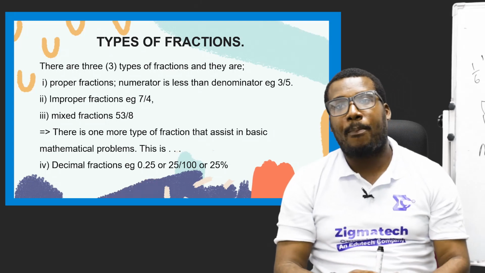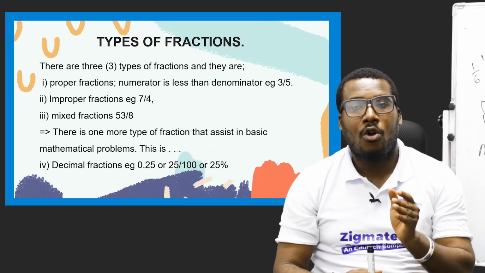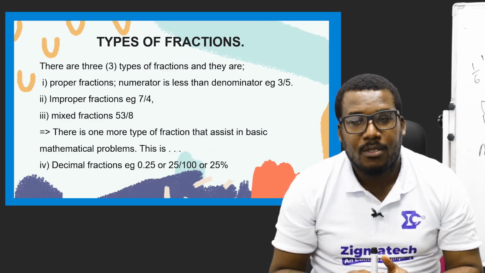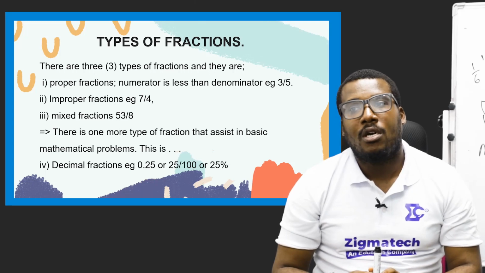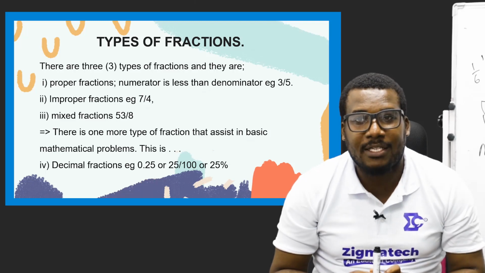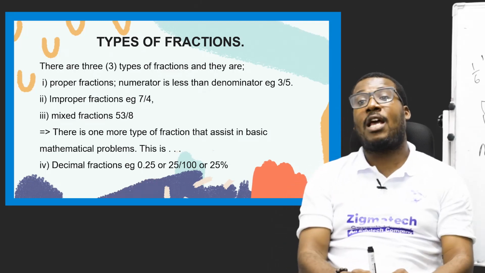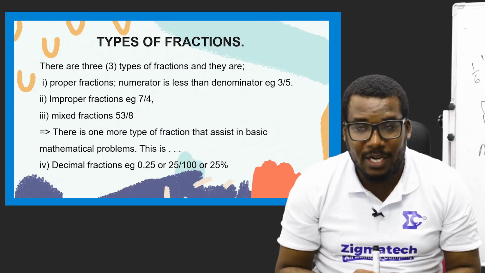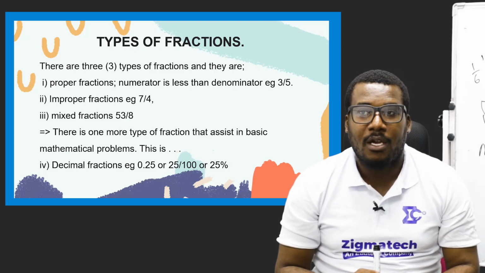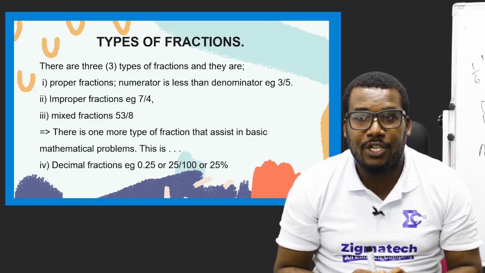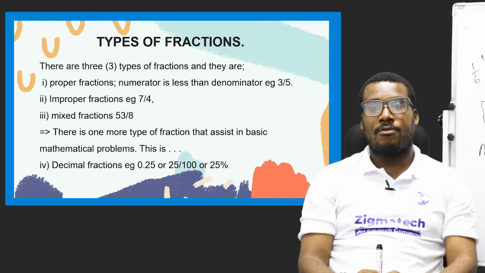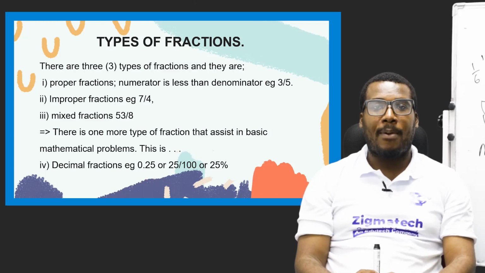So number 1 is proper fractions. In proper fractions, you must understand that the numerator is always less than the denominator. At no point should the numerator be higher than the denominator in this case. That's how you know it is a proper fraction. For example, 3 over 5. 3, which is the numerator, is lesser than 5, which is the denominator. Hence, a proper fraction.